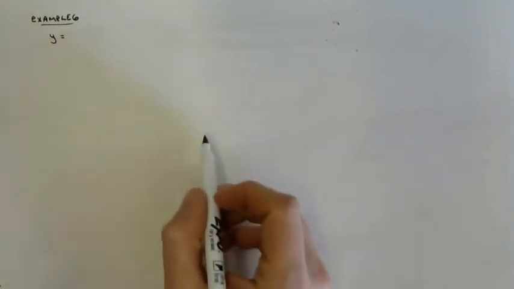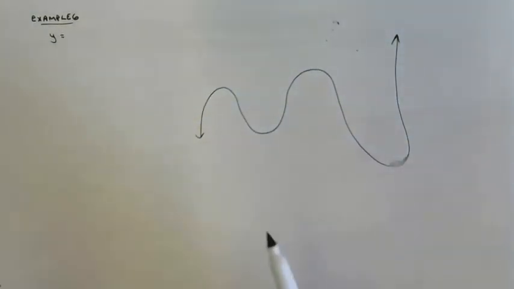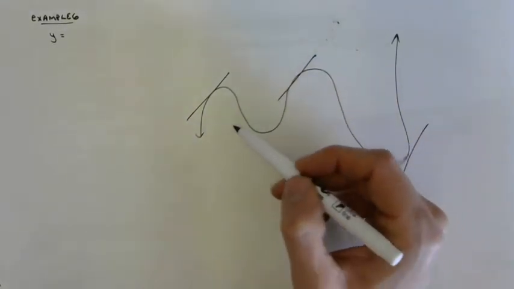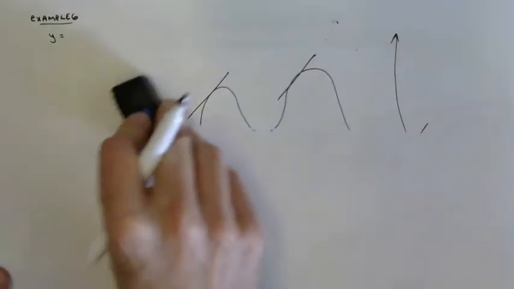Example 6 says, apply a strategy to determine tangent points for a given slope. So this time we're not going to find the slope at a point. We're given the slope, and a function could look like anything, right? So it could have the same slope at many points, right? The slope there, the slope there, the slope there. So we can see how that can happen in a function.